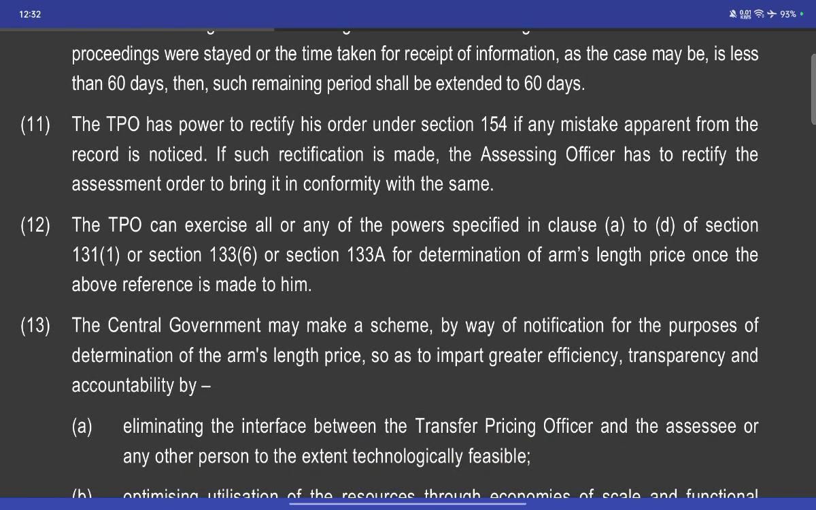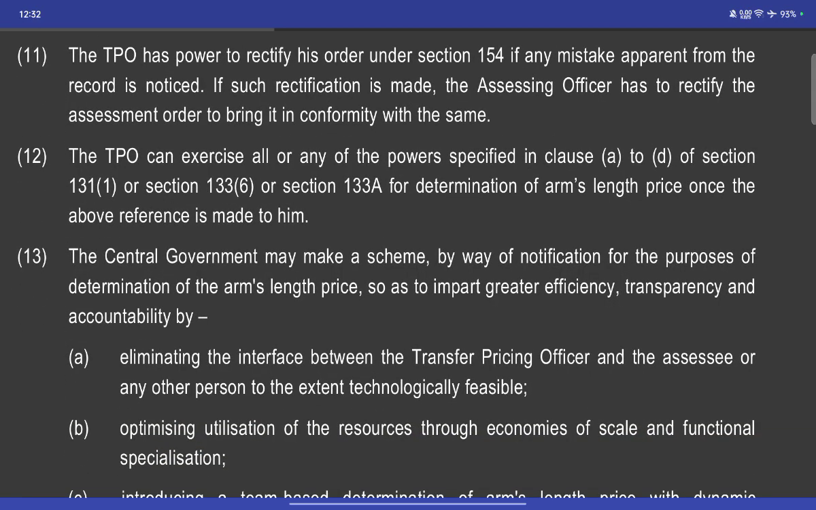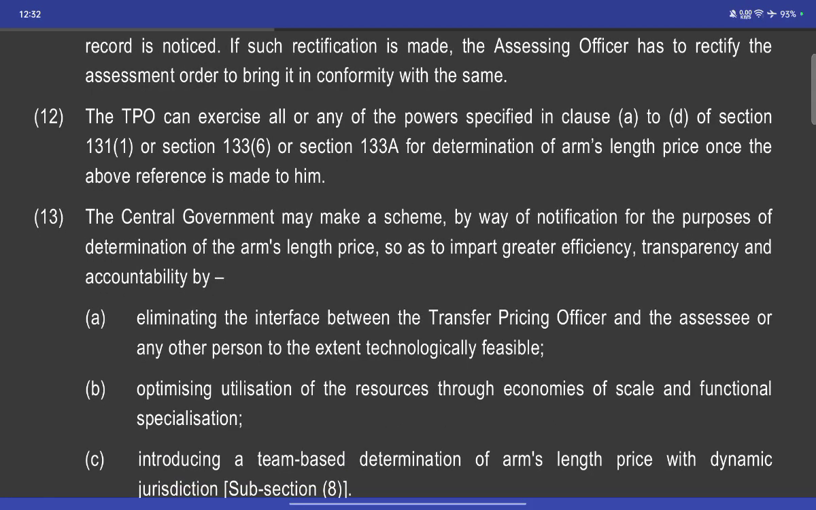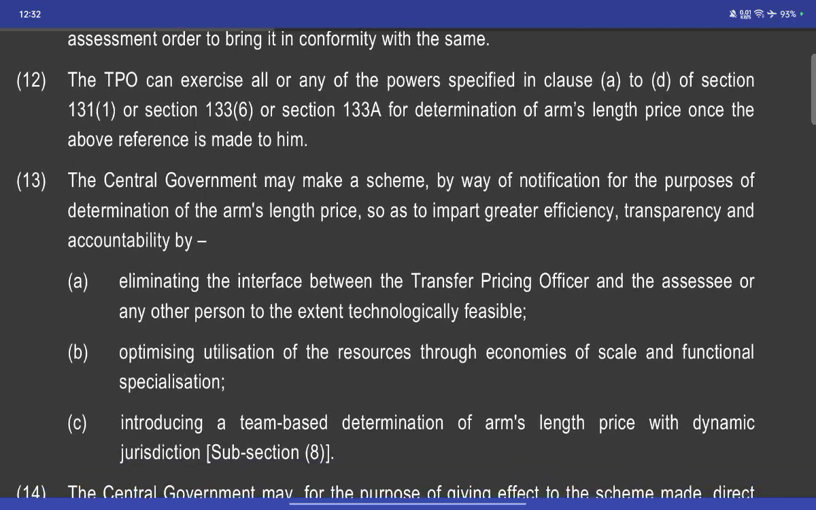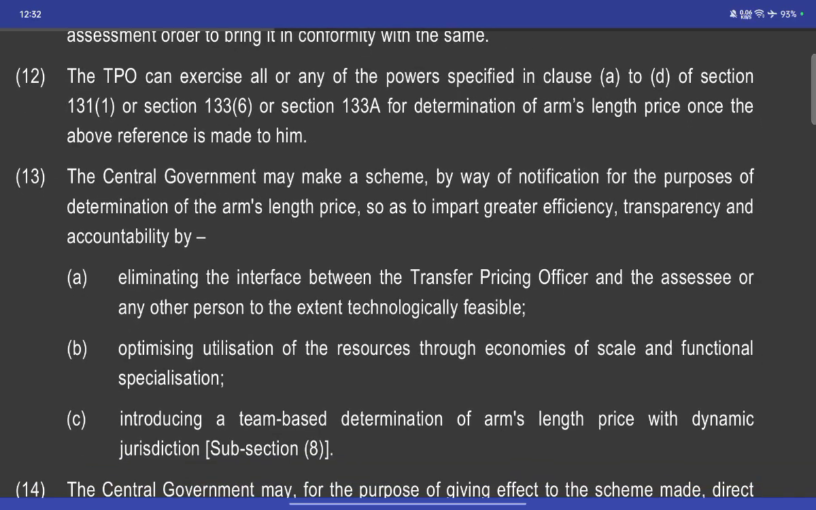A TPO has the power to rectify the order under Section 154 if the mistake is apparent from the record. Once such a rectification is made, the assessing officer has to rectify the assessment order to bring it in conformity with the same. The TPO may exercise all or any of the powers specified in clauses (a) to (d) of Section 131(1), and Sections 133(6) or 133A, for determining the arm's length price once a reference is made to them.